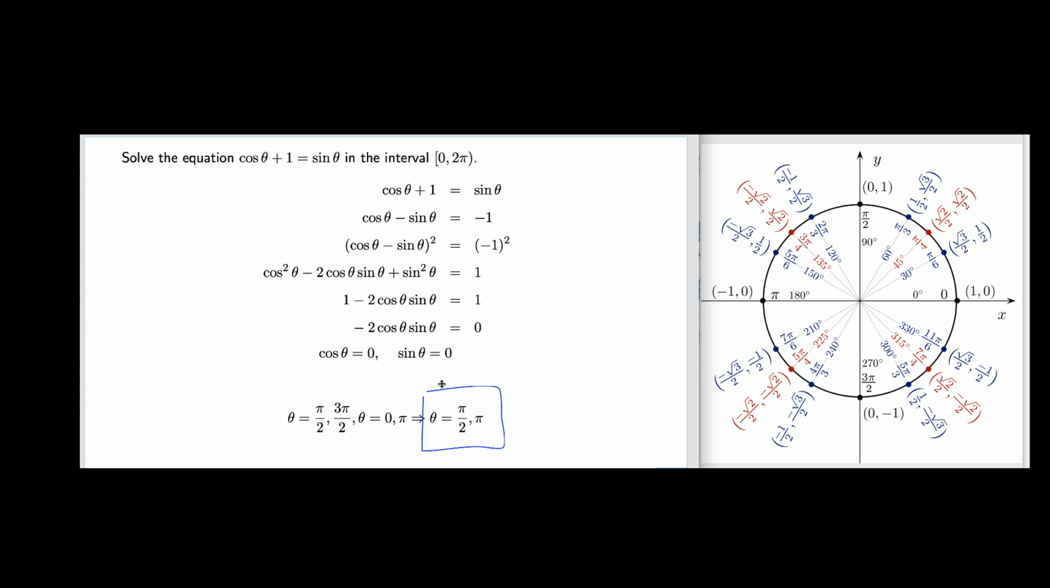And again, the key observation here was to think about, well, I've got both cosines and sines to deal with, so I'll think about squaring so that I can use one of my identities, the cosine squared plus sine squared is 1. And then I remember that whenever we square both sides of an equation, we do need to check to see if we've introduced extraneous solutions, as we did here. So our final answer here is pi over 2 and pi.